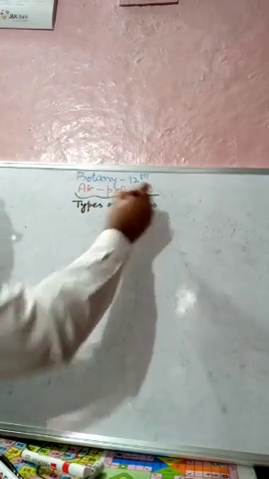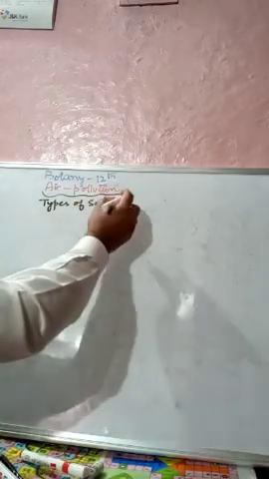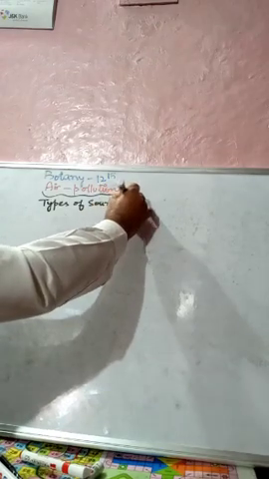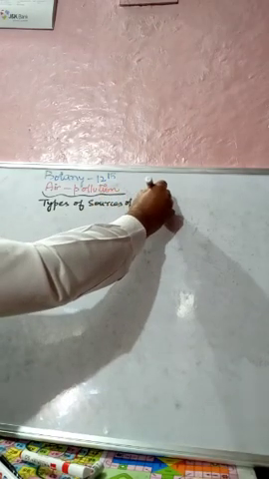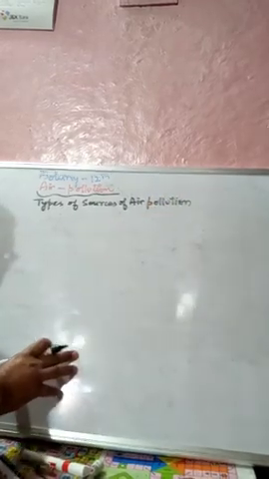We have already discussed the sources of air pollution, and we have discussed five main sources. First one is the industrial pollutant. Then we have studied the automobile, then the burning of fossil fuel, then the agricultural activities, and also the suspended particulate matter. Today we are going to discuss types of these sources of air pollution.